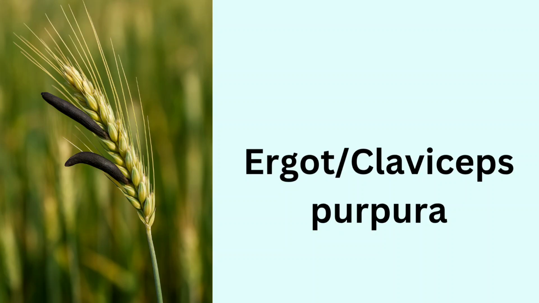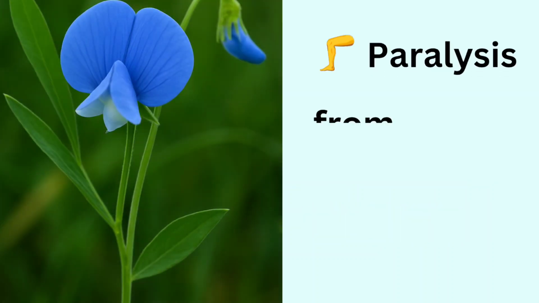It is a fungus on rye. The main mechanism is that it causes vasoconstriction leading to gangrene, and it sometimes even causes abortion when it is consumed.